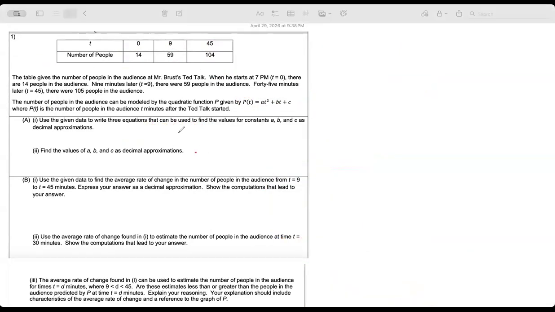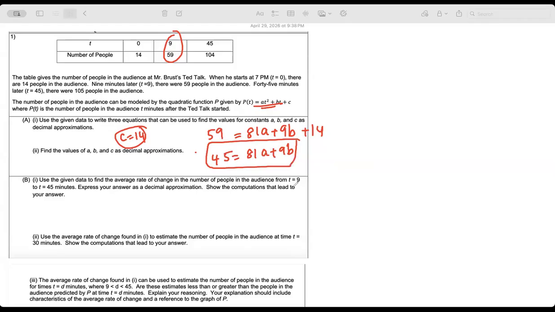Okay, doing it in the calculator is very easy. But then C equal to 14 we ironed out with the first equation. Second equation, I'm going to just plug it in with these two values. 81A plus 9B plus 14 is P of T, which is 59. So 59 minus 14 is 45, which will be equal to 81A plus 9B. Now the second equation would be this.